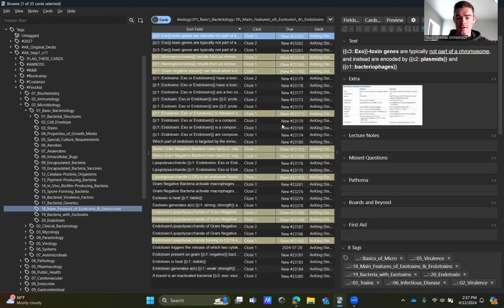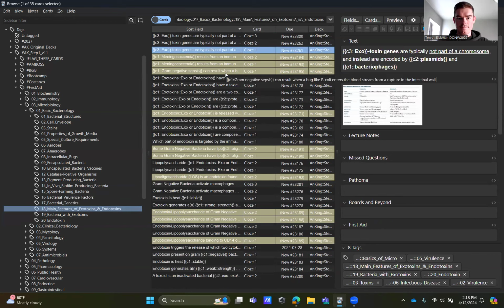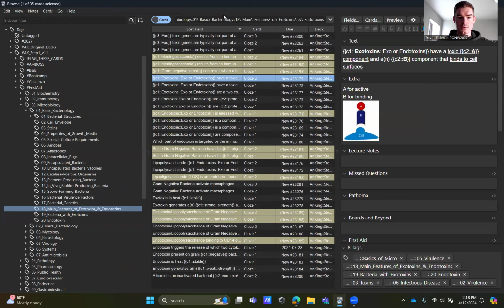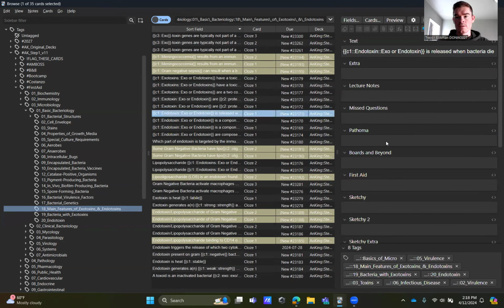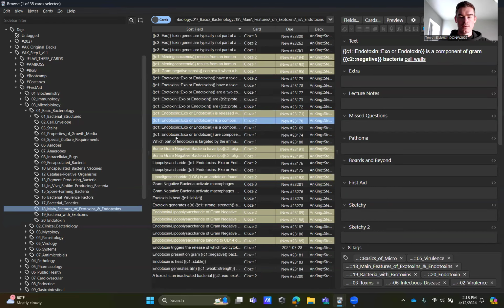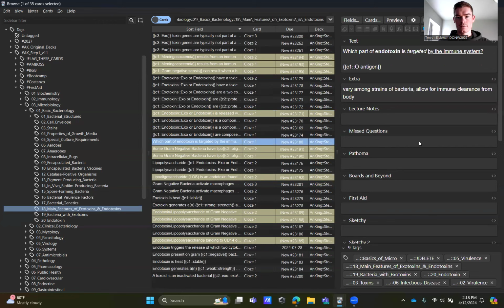And then we're going to go into 18 here. And in 18, you want the first 3, skipping 3, and then you want to get into the exotoxins here. So these 5 exotoxin cards in a row are good to have. This endotoxin one wasn't specifically stated, and I don't think the bacteria need to die for an endotoxin to be released, but it wasn't said in this lecture, so I'm not putting this card in. And then you want the 3 following endotoxin slides, and then which part of the endotoxin is targeted by the immune system, the antigen.